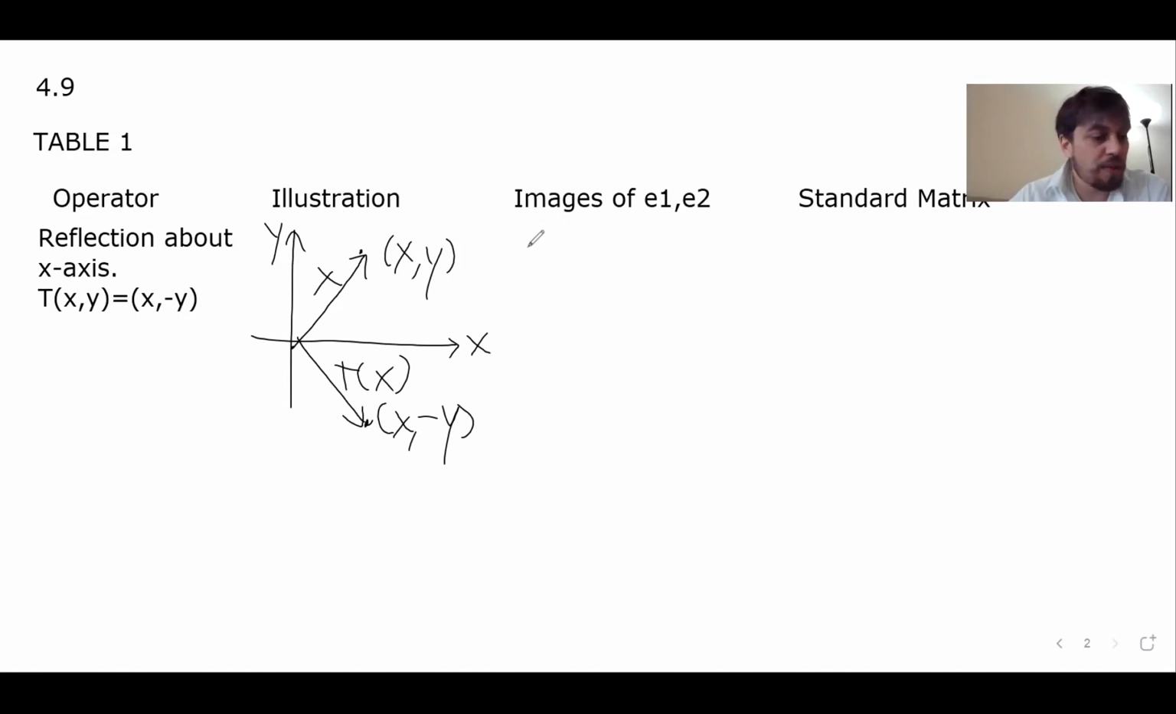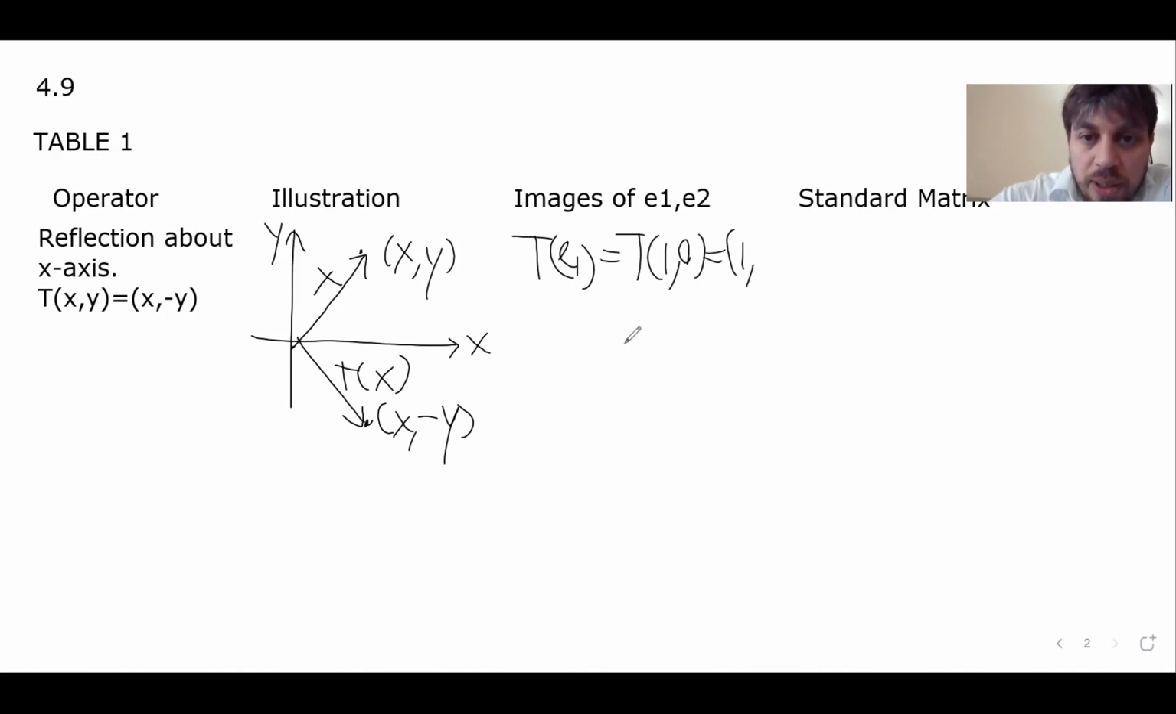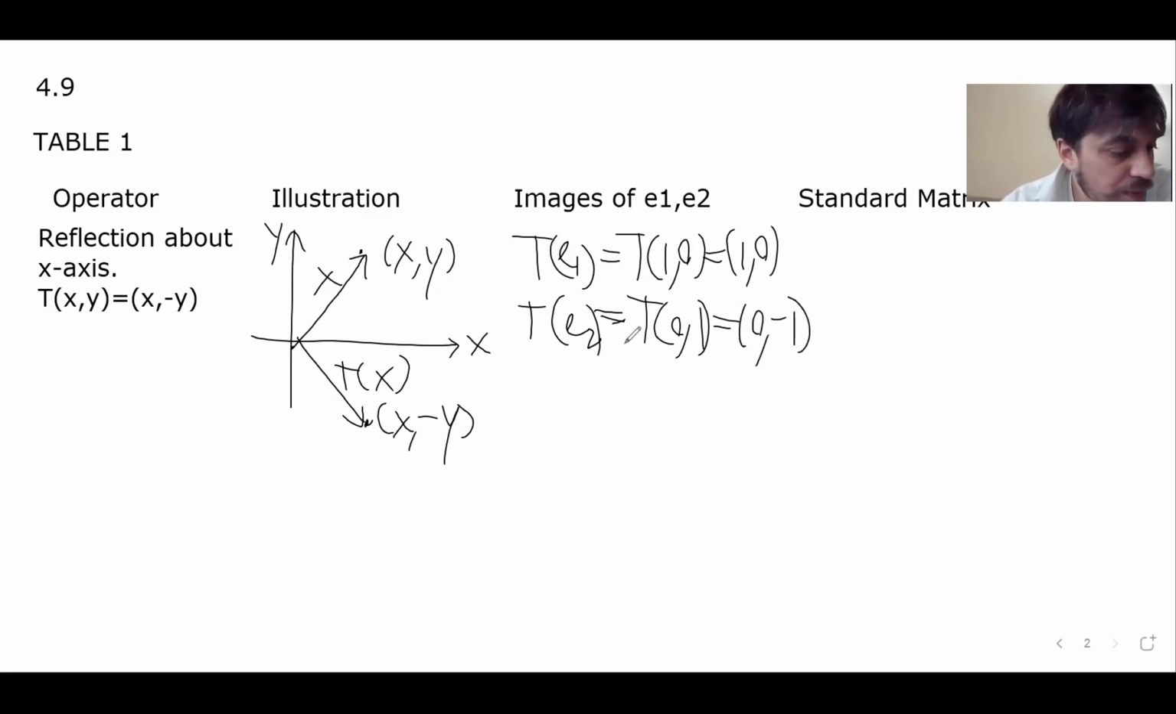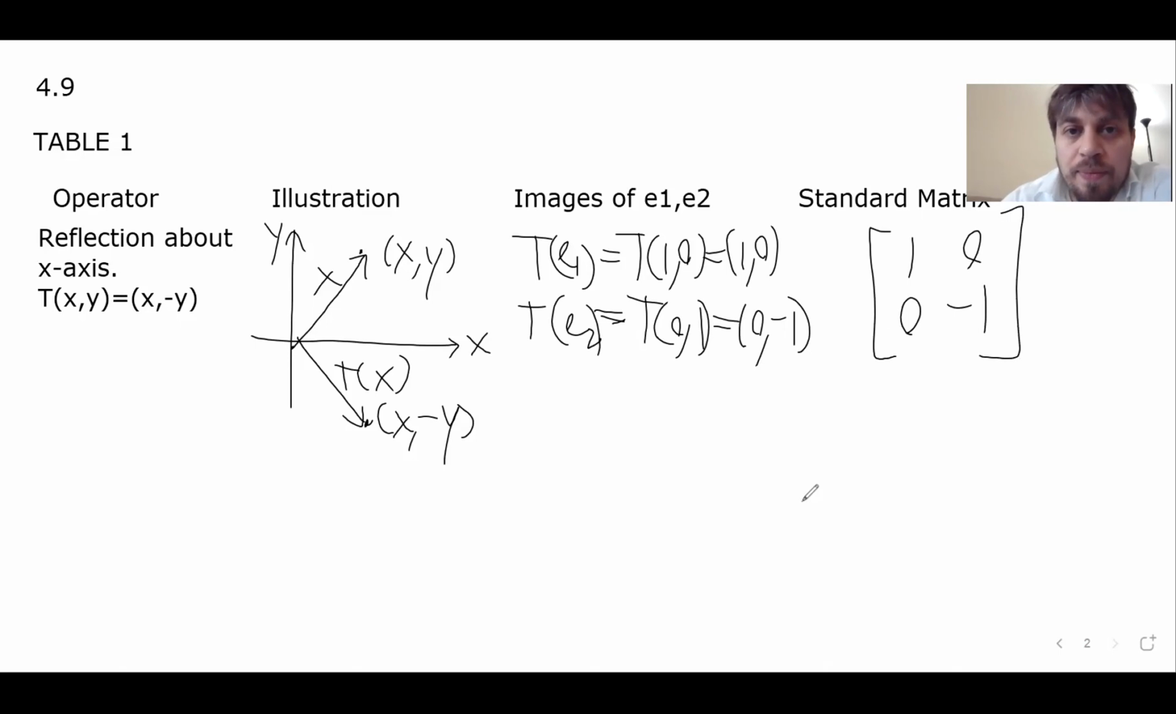Okay, so the images of E1, E2. So T of E1 is equal to T of 1 comma 0, which is 1 comma 0. And T of E2 is equal to T of 0 comma 1, which under a reflection about the x-axis is 0 comma negative 1. Okay, so then the standard matrix: the first column is 1, 0, and the other column is 0, negative 1.